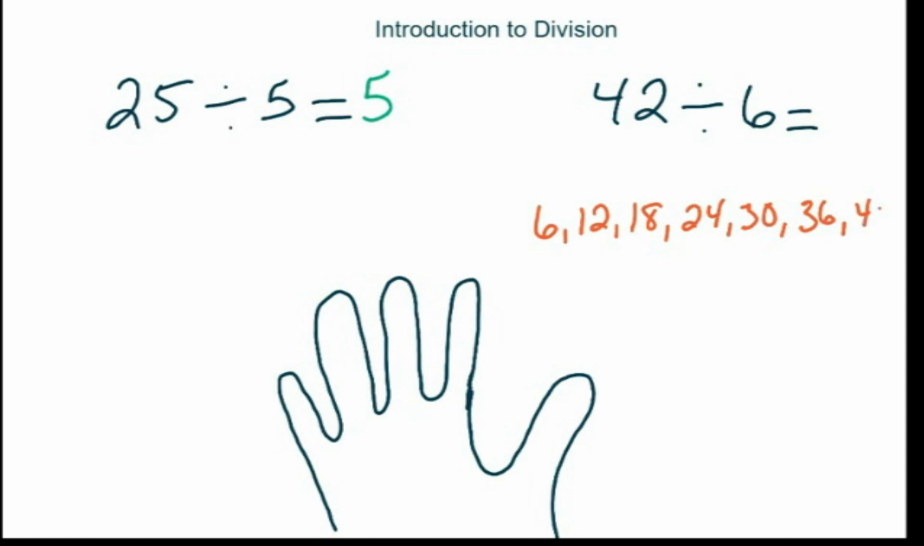42. And this is where we stop. We stop at 42 because we are dividing into 42. So once we reach 42, we stop. How many fingers did you count on when you reached 42? Yes, 7 fingers. So therefore, 6 goes into 42 7 times. 42 divided by 6 is 7.